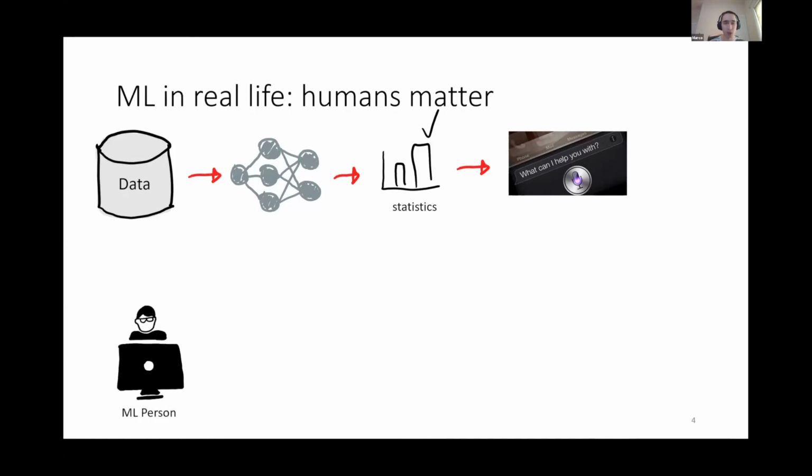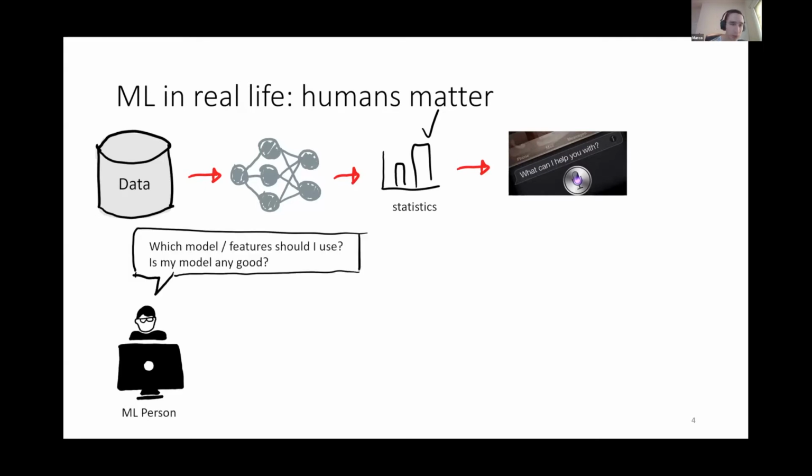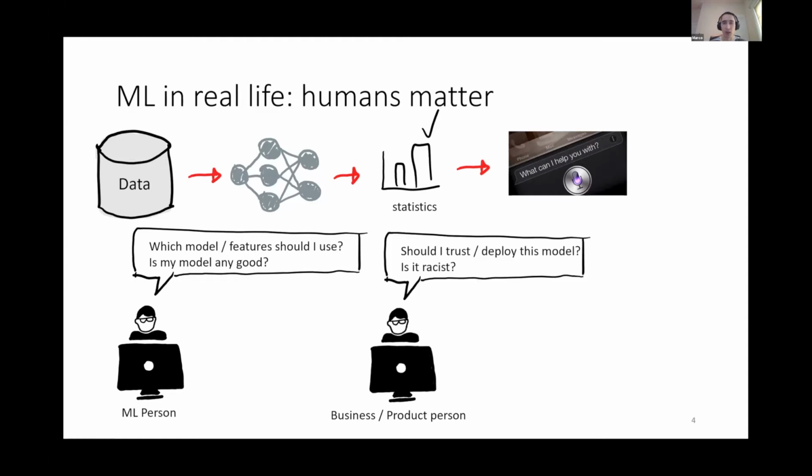The first kind of human that we have here is the machine learning person. They're training a model. They have to decide: what model should I use? What features should I use? Is my model actually working? Can I trust the statistics? Am I going to get fired? You also have the business or product person, the PM, if you will. The PM is thinking things like: should I trust this model? I know that the machine learning engineer likes it, but is it going to get me fired? Is it racist? Is it going to lose us a bunch of money? Does it actually work? You also have the end user.